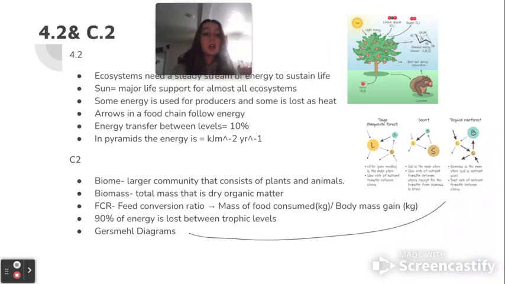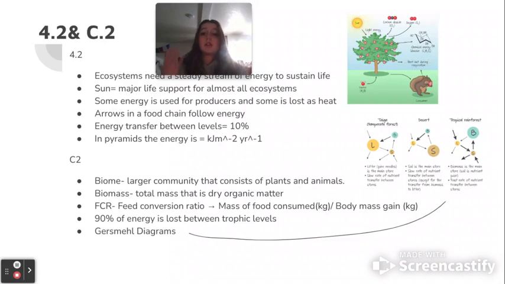A biome is a larger community that consists of plants and animals. Biomass is the total mass of dry organic matter. The FCR is the feed conversion ratio, and if you're going to solve for that, the equation is the mass of food consumed divided by the body mass gain. That's usually used by farmers and ranchers when they're working on feeding their animals. 90% of energy is lost between trophic levels.